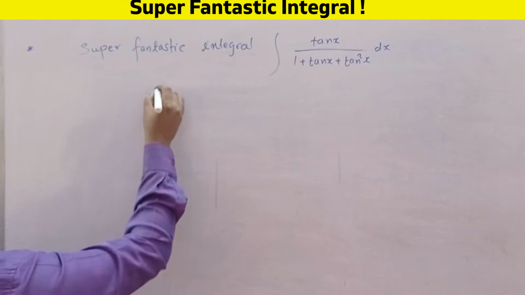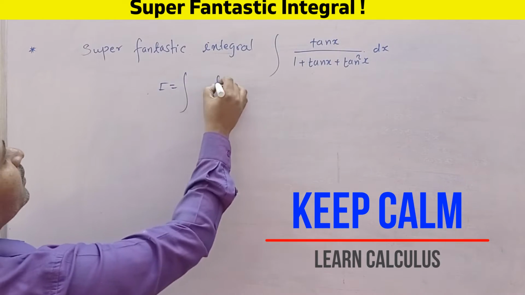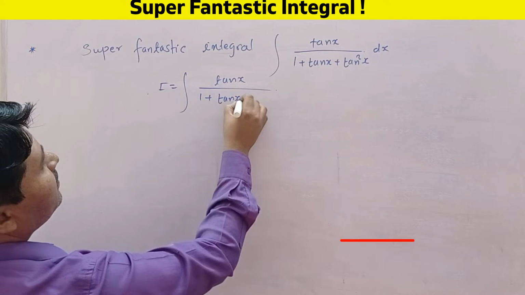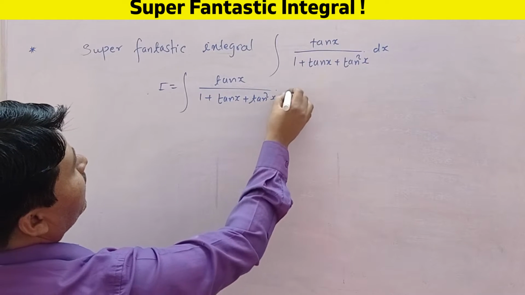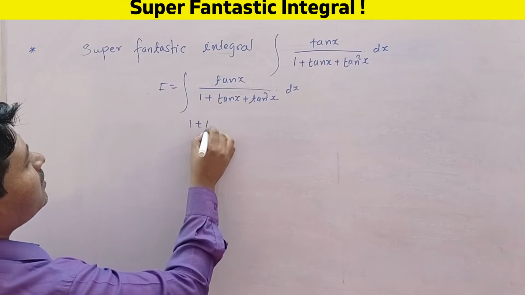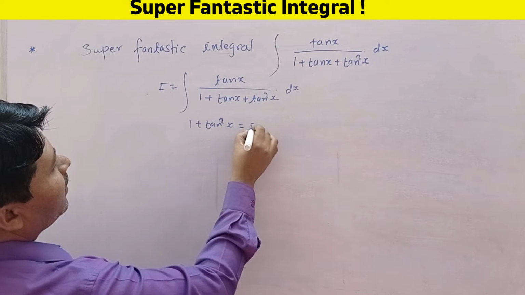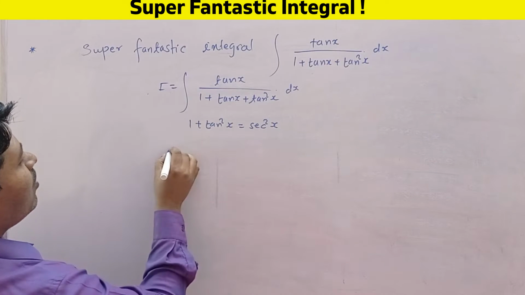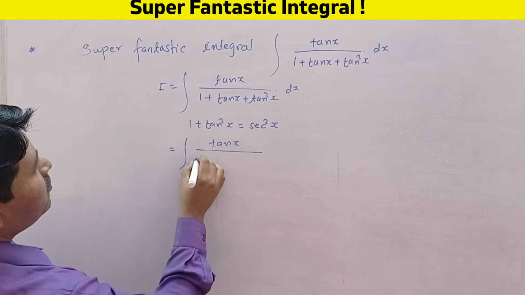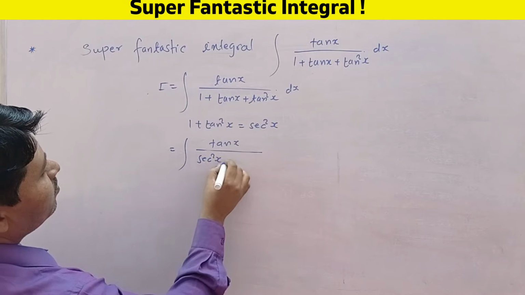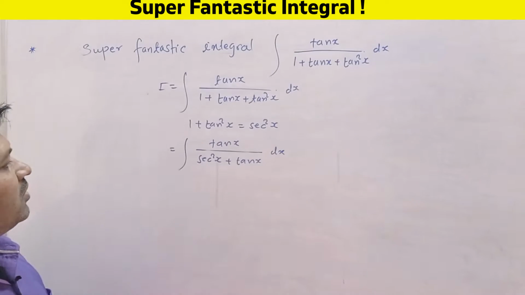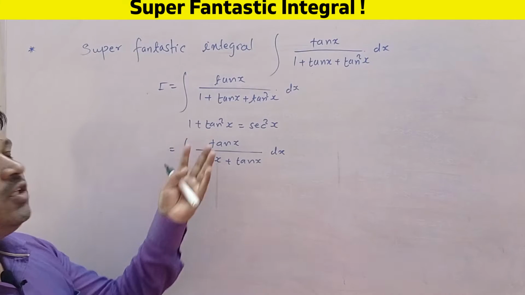Given integration I is equal to the integration of tan x divided by 1 plus tan x plus tan square x dx, and we know the related formula: 1 plus tan square x can be written as sec square x. So the above integration becomes tan x divided by sec square x plus tan x. Now we can adjust the term sec square x plus tan x in the numerator.